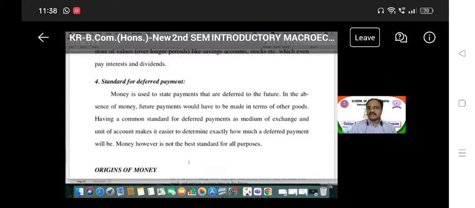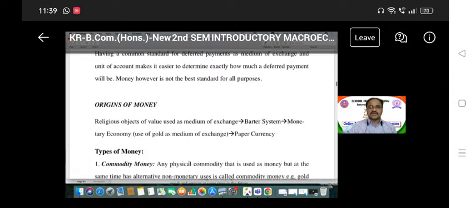This is a kind of balance of payment, or you can say a statement of record, whatever you purchase, what you want to purchase in future and all. Standard of deferred payment. That's why money has a role to play in transactions, you can say a record of payments. Standard of deferred payment means the record of the payments taking place, future, present, and whatever. Okay, so this is it.